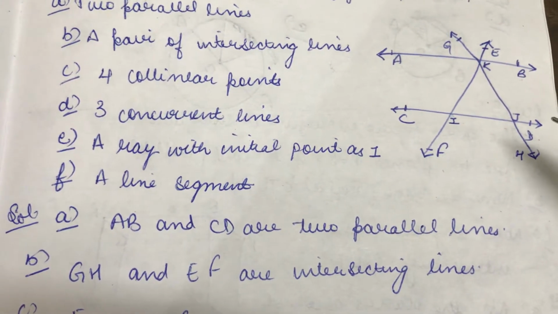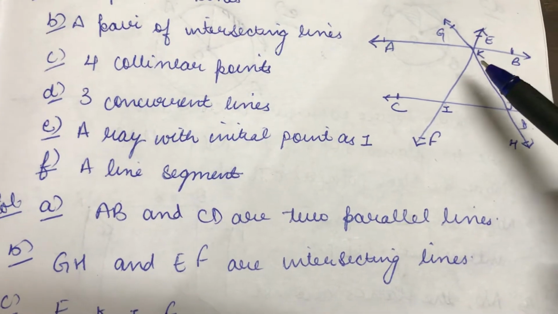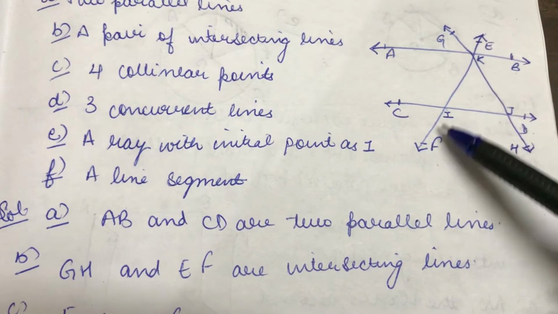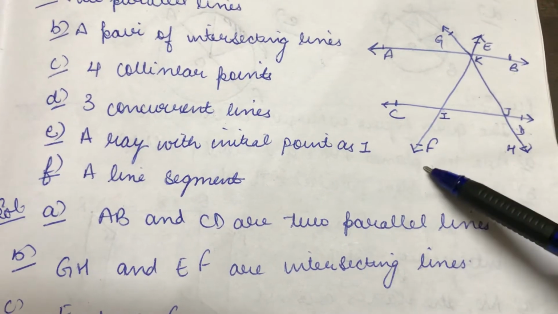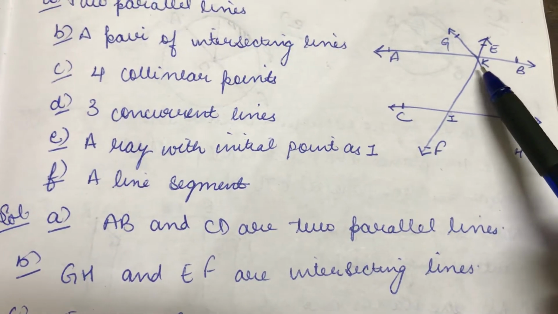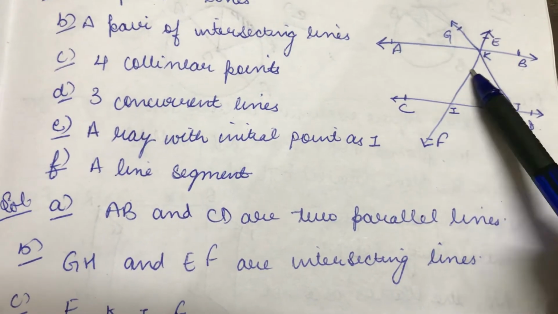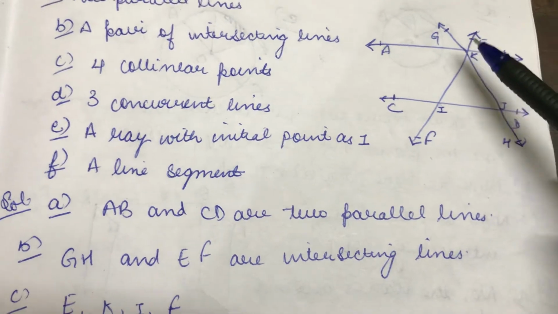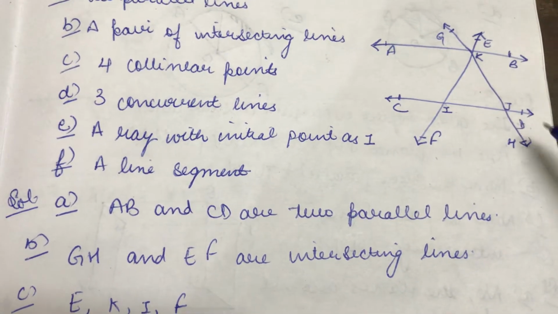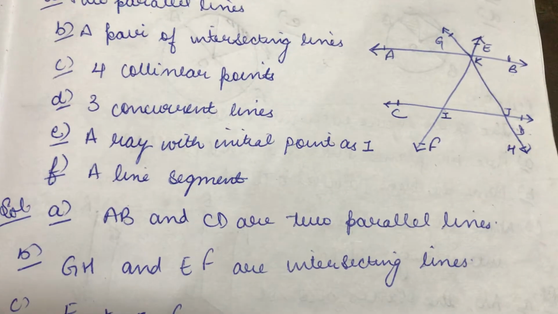Collinear points are those which lie on one line. So, here again I am having so many sets of collinear points. E, K, I, F. These are four collinear points lying on the one line. Or I can say A, K, B. No, these are three. So I cannot say these are the four collinear points. Or you can say G, K, J and H. They lie on one line. So they are four collinear points.